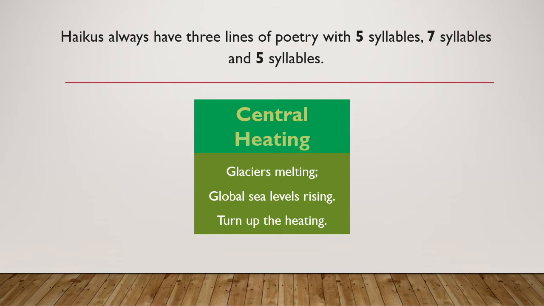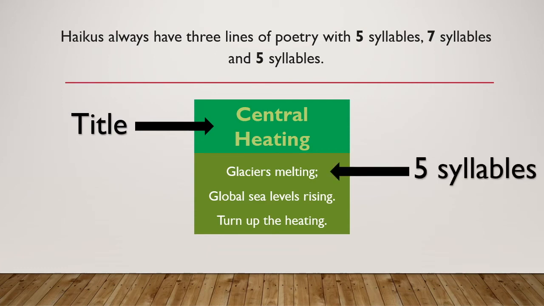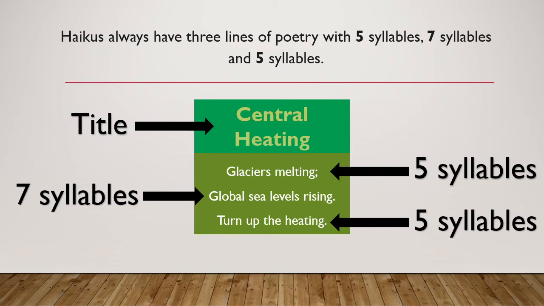So in Central Heating, we have the title first of all. Then the first line has 5 syllables: glaciers melting. Then 7 syllables in: global sea levels rising, and 5 syllables again in: turn up the heating. If you didn't quite get this, practice now reading it with your hand under your chin.